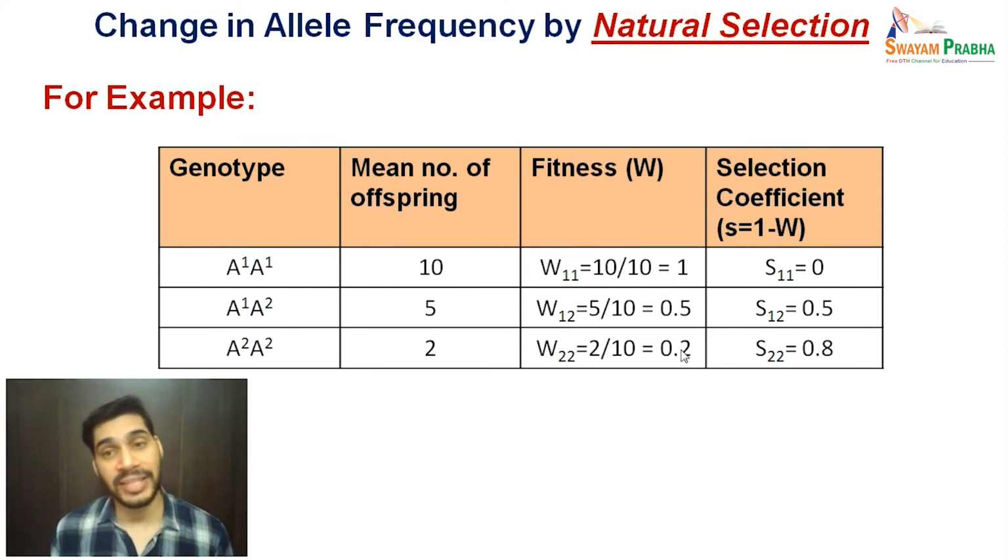And in terms of selection coefficient, this is 1 minus W. So the selection pressure is nil for this one, this is 0.5 for this, and this is 0.8. So that is the maximum selection against this, because there is the least fitness in that. So here you can appreciate the link, or the relationship, between the genotypes, fitness and selection coefficient based on the mean number of offspring that they produce, that is the reproductive fitness.